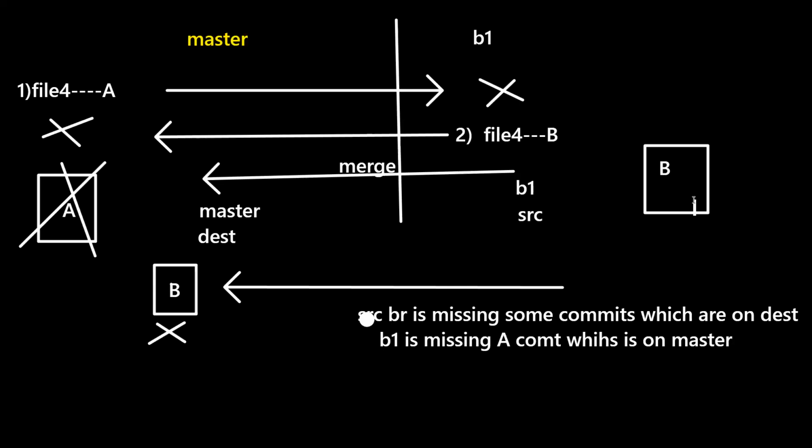It's not that this file is present or not there, or these changes are there or not there. It's always about the commits. Source is missing some commits which are there on destination, so you're getting a conflict. Let me explain another scenario.